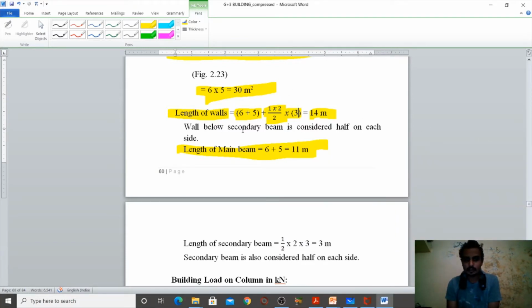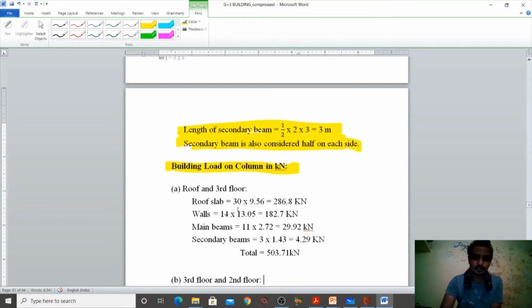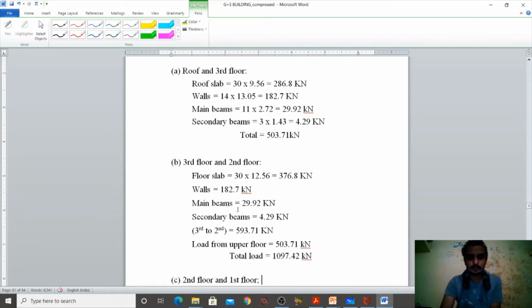So for the length of wall below the secondary beam, consider half on each side. So 40 meter is the length of walls. Length of secondary beam: 1/2 into 2 into 3, secondary beam also considered half on each side. Now we have to find out the building load on the column in kilonewton, how much load on the column.